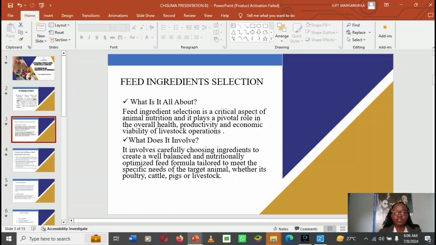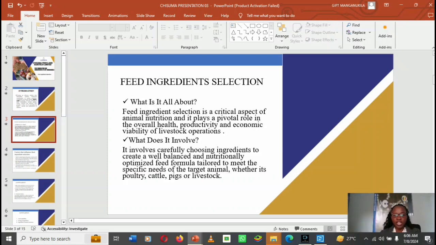Feed ingredient selection, what is it all about? It is a critical aspect of animal nutrition, and it plays a very pivotal role in the overall health, productivity, and economic viability of livestock operations. It involves carefully choosing ingredients to create a well-balanced, and nutritionally optimized feed formula tailored to meet the specific needs of the target animal, whether it's poultry, cattle, pigs, or livestock.